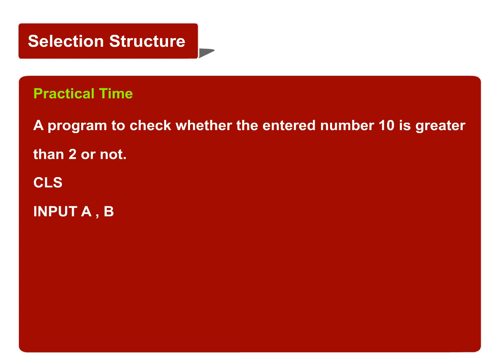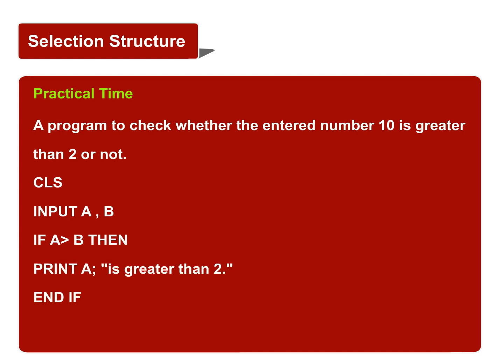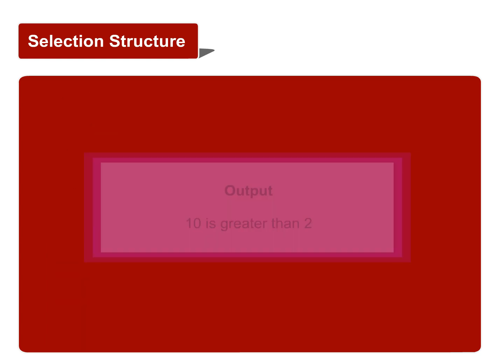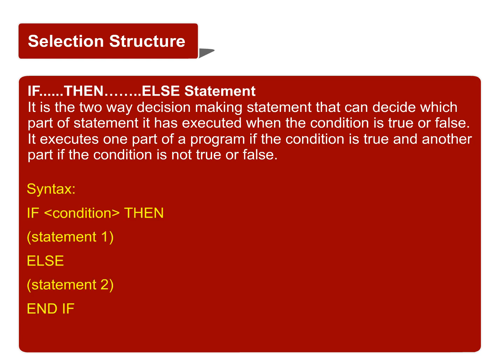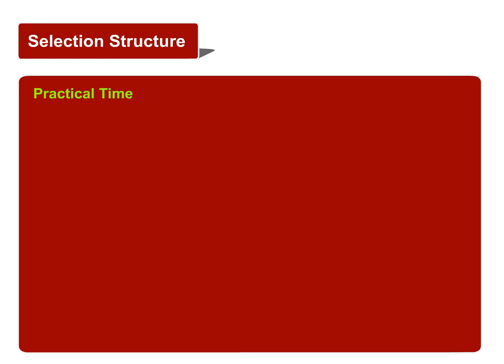Practical time. A program to print the greatest number among three different numbers. CLS. Input "Enter first number", A. Input "Enter second number", B. Input "Enter third number", C. If A is greater than B and A is greater than C, then print "A is greater". Else if B is greater than A and B is greater than C, then print "B is greater". Else print "C is greater". End if. End.